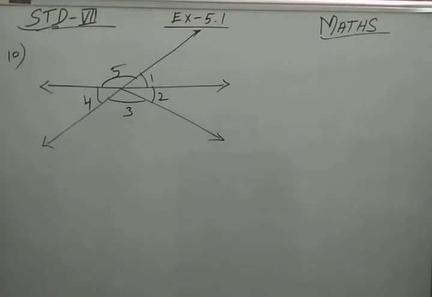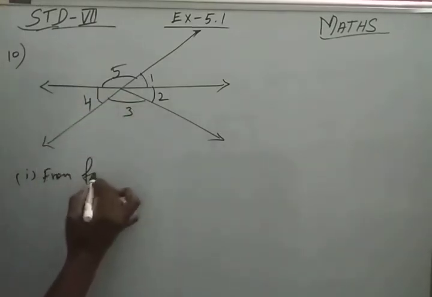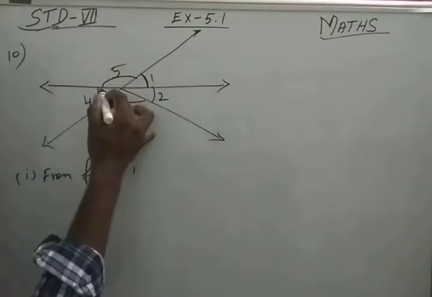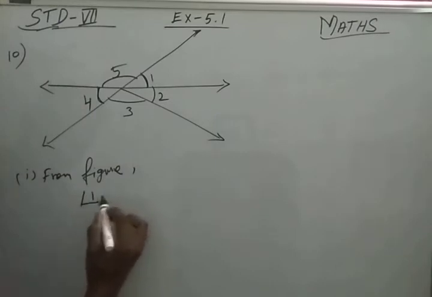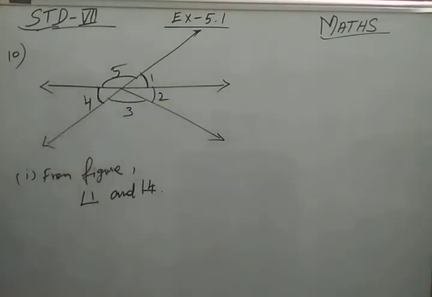They ask for vertically opposite angles. First we have to say, by looking at this, which angles are vertically opposite angles. From the figure, we can say that only two pairs are vertically opposite angles. The first pair we can take is angle 1 and 4. Absolutely, it is the opposite angle.